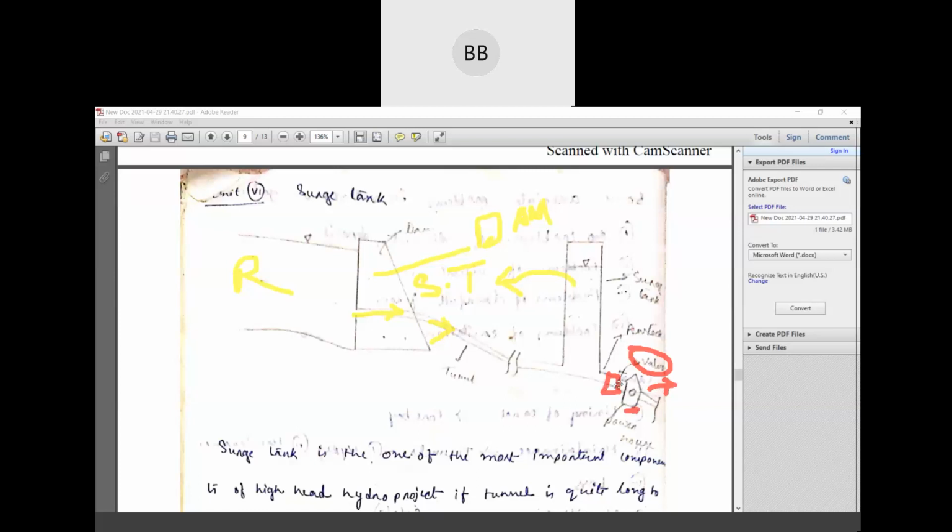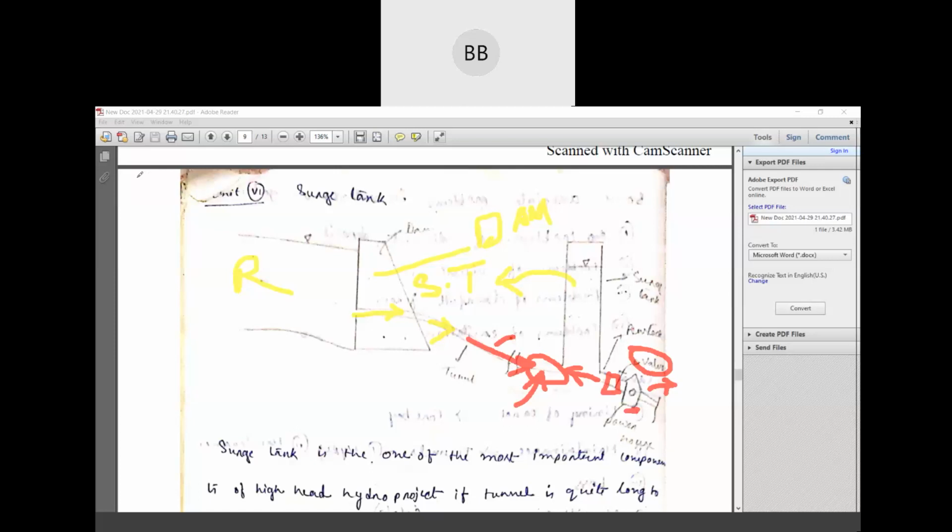Water is also flowing in this tunnel from higher elevation to lower elevation at a very high velocity. When you close the valve, there is a backflow of water. That's why one pressure is generated that is called water hammer pressure. To release that pressure, we use surge tank.